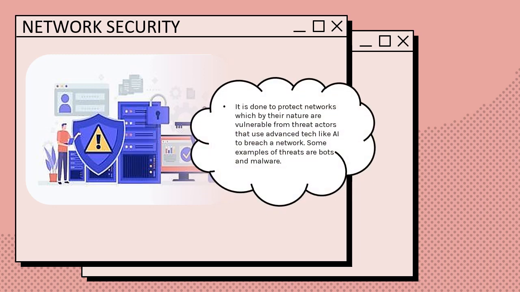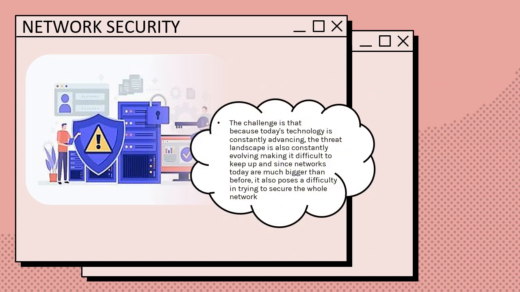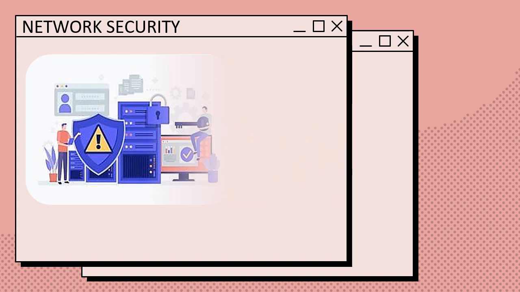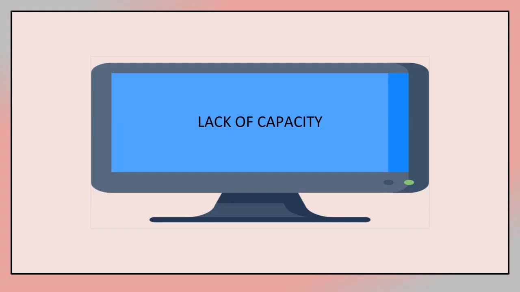Why do we do this? It is done to protect networks, which by their nature are vulnerable, from threat actors that use advanced tech like AI to breach a network. Some examples of threats are bots and malware. The challenge is that because today's technology is constantly advancing at a fast rate, the threat landscape is also constantly evolving, making it difficult to keep up, and since networks today are much bigger than before, it also poses a difficulty in trying to secure whole networks.